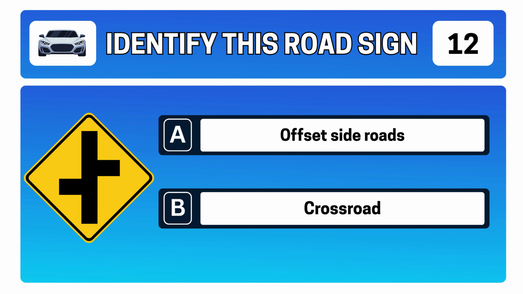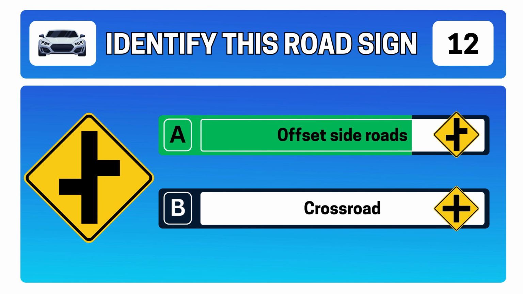Identify this road sign. A. Offset side roads. B. Crossroad. Correct. It is the offset side roads sign.